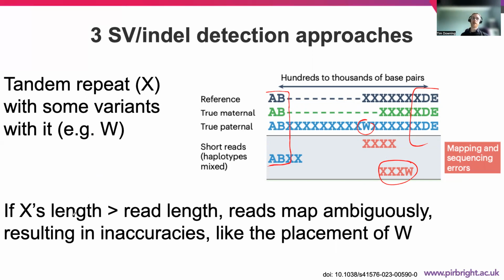So if X's length is greater than the read length, the reads will likely map ambiguously here, which will result in inaccuracies. So resolving, say, W and other allelic variants within this region will be more challenging. These are universal features that are important, not so much for detecting structural variants, which can be tricky, but also for inferring information from mapped reads, whether for genomic studies or transcriptomic studies. It has major impacts on our estimation of the true expression rate of a gene.